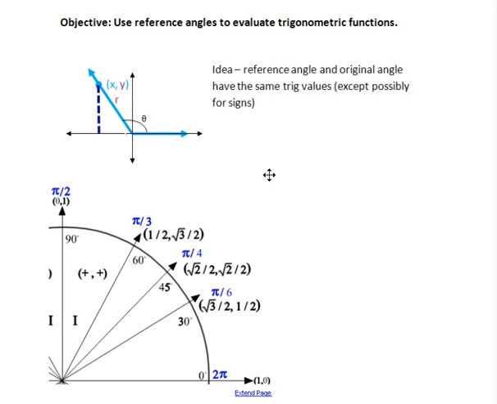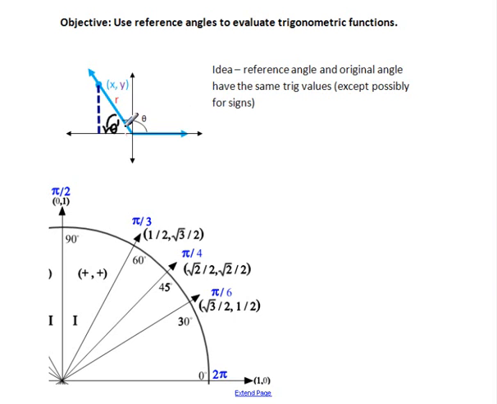Let me show you how now you can use reference angles to evaluate trig functions. So remember, the reference angle is the acute angle that's formed between the terminal side of the angle and the horizontal axis. So we'll call that theta prime. Well, why is the reference angle so important?